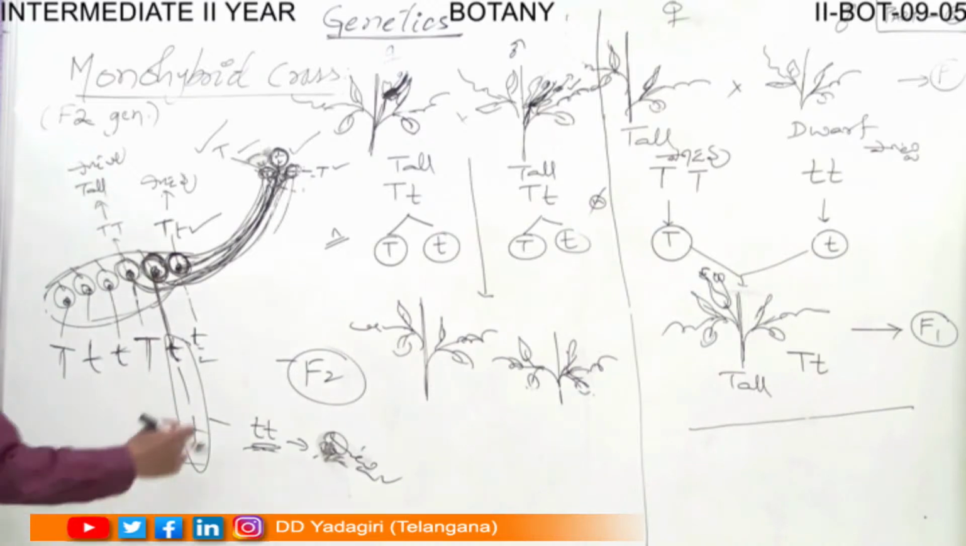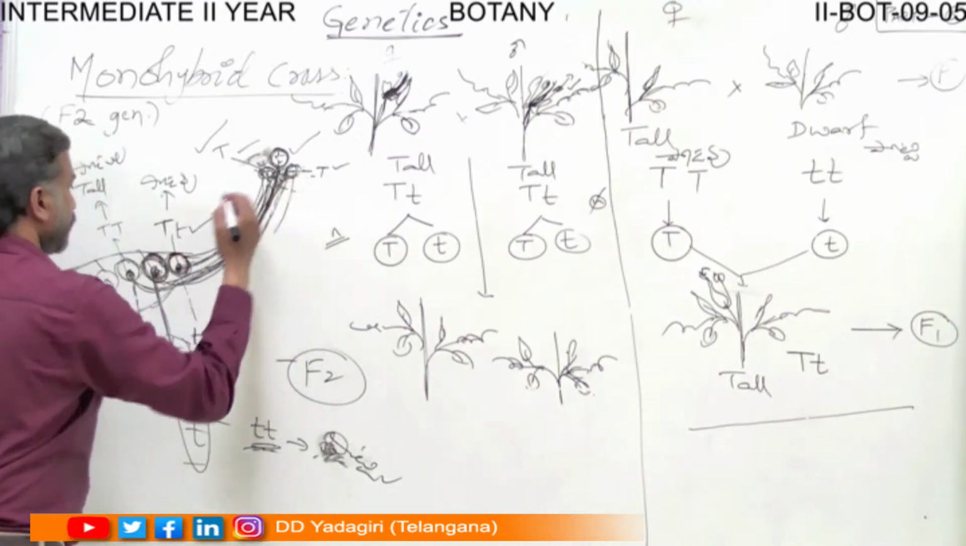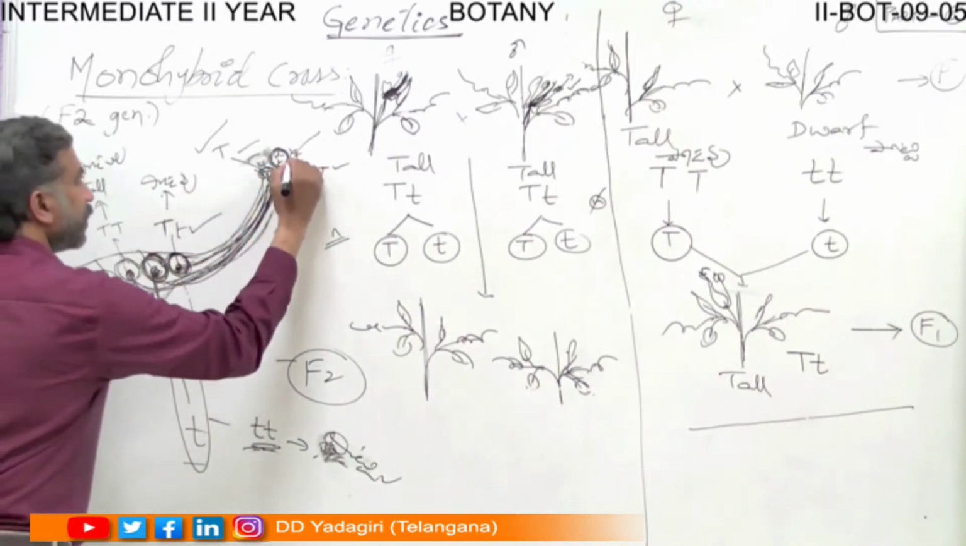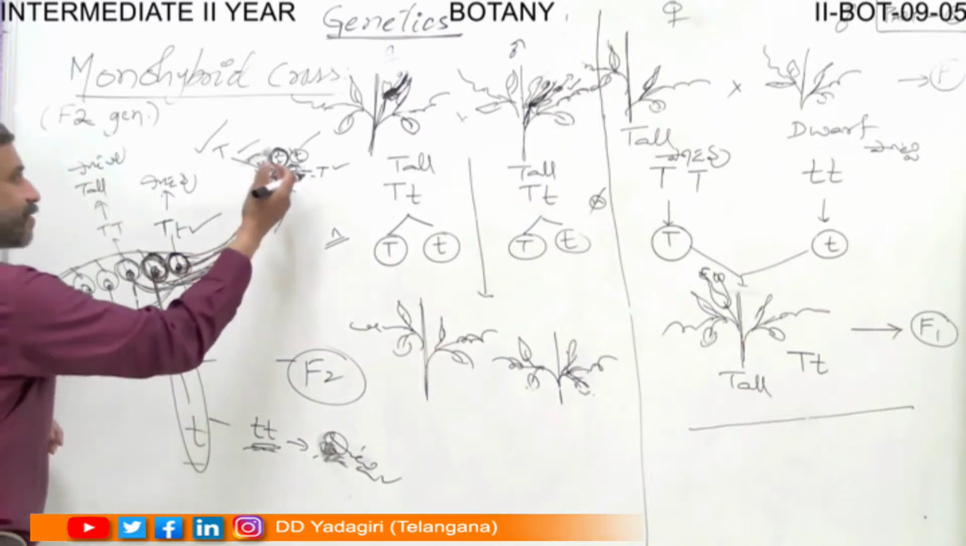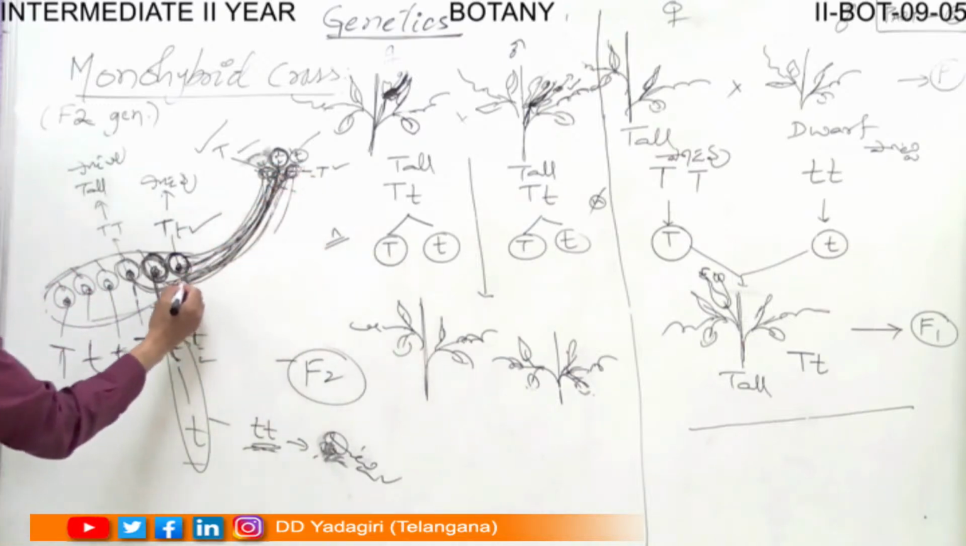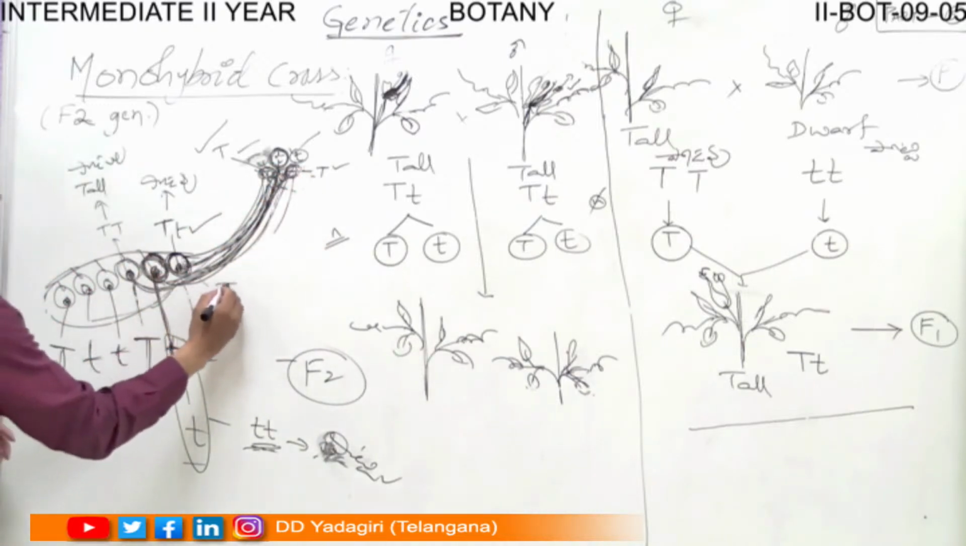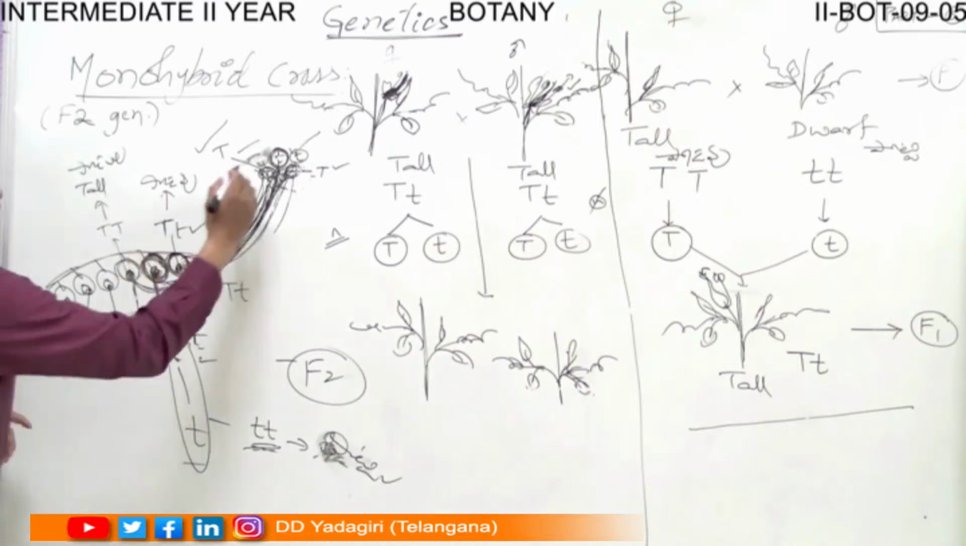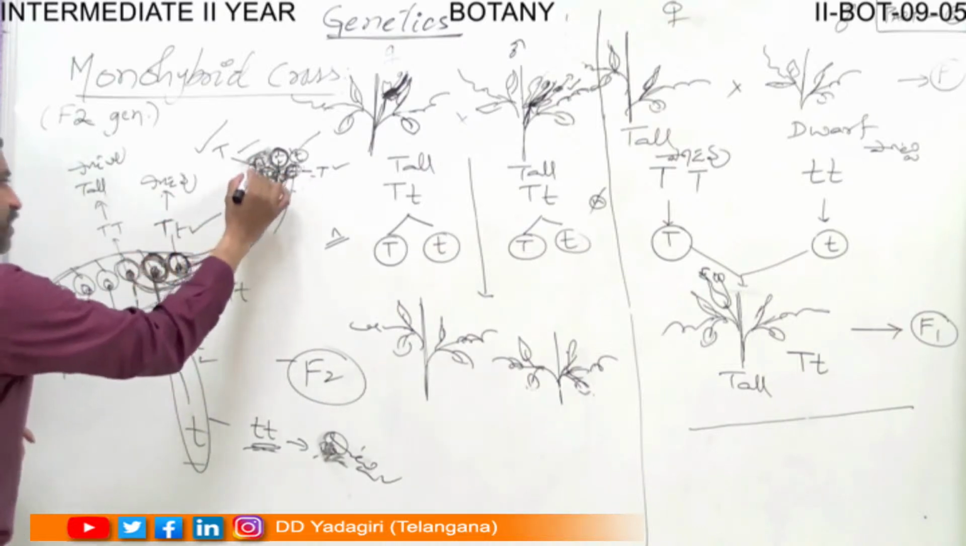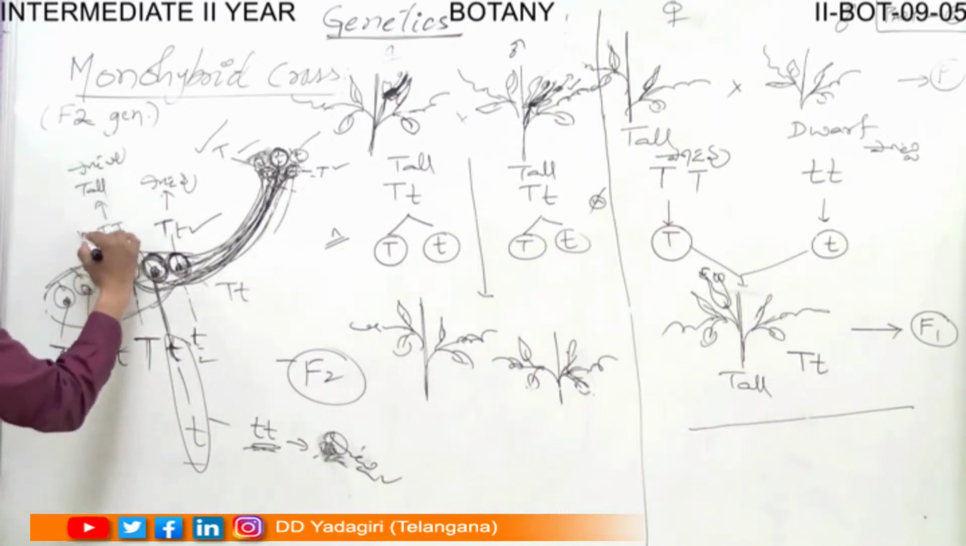Suppose another pollen grain consisting of small t fuses with the capital T egg cell, again you will get capital T, small t. If a capital T pollen grain fuses with the capital T egg cell, you get capital T, capital T.